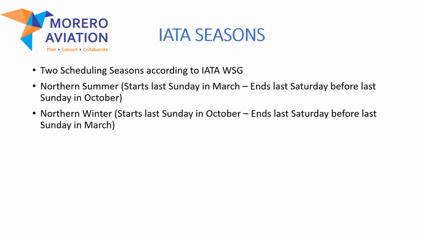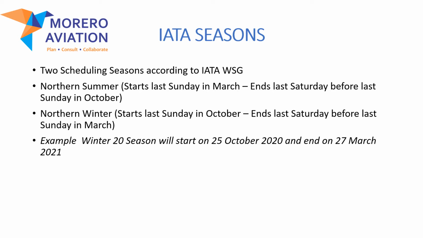So there's a description here of how to calculate the start and end dates. But let's look at winter 20 because that's the season we are currently preparing for, that's starting in October. So this will start on the last Sunday in October. That's the 25th of October 2020 and ends on the last Saturday before the last Sunday in March, which is the 27th of March.